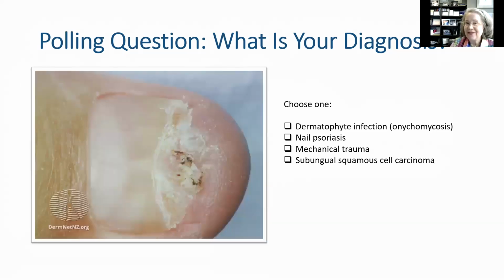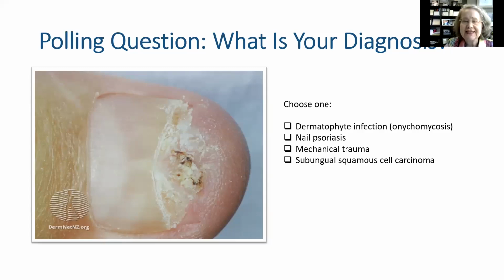Next slide. Another polling question. What is your diagnosis? Here we have onychomycosis, nail psoriasis, mechanical trauma, subungual squamous cell carcinoma. And polling is open. Okay, so the winner is subungual squamous cell carcinoma, and that is the correct answer.